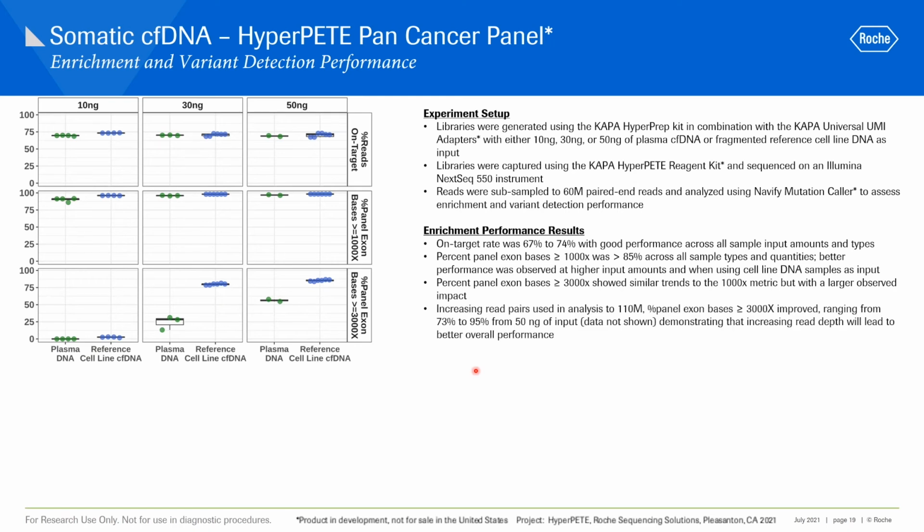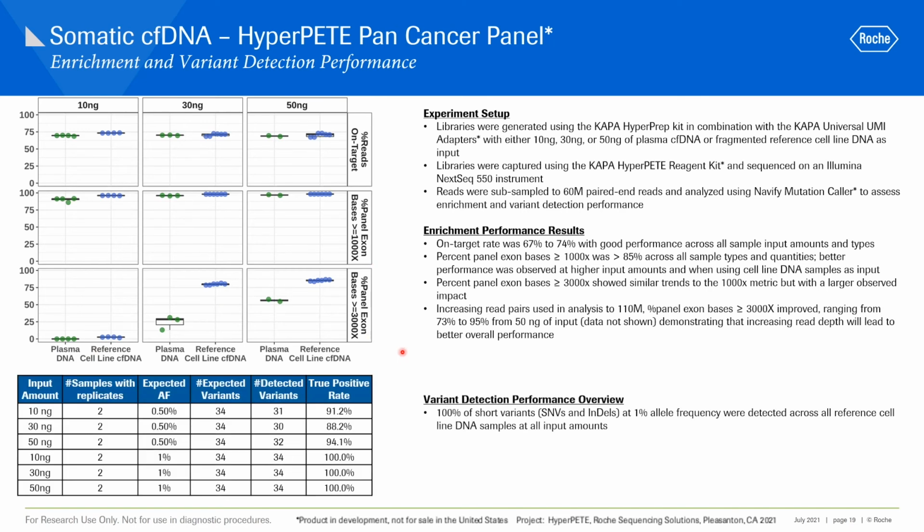Something to note is that increasing read pairs used in analysis to 110 million, the percent panel exon bases greater than 3000x improved, ranging from 73% to 95% from 50 nanograms of input. This data is not shown, but this demonstrates that increasing the read depth will lead to better overall performance in this particular metric.